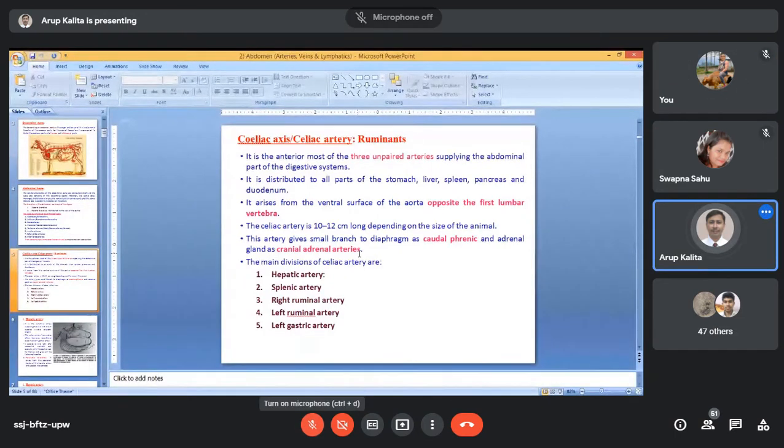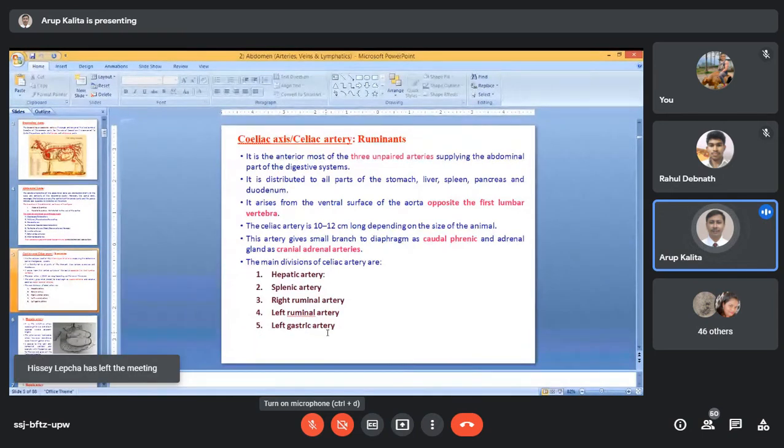Any more stuff? Okay. Now, what are the main divisions of the celiac artery? Number 1 is the hepatic artery, in the case of ruminants. Remember, it is in the ruminants. Number 2 is the splenic artery. Number 3 is the right ruminal artery. Number 4 is the left ruminal artery. And number 5 is the left gastric artery.